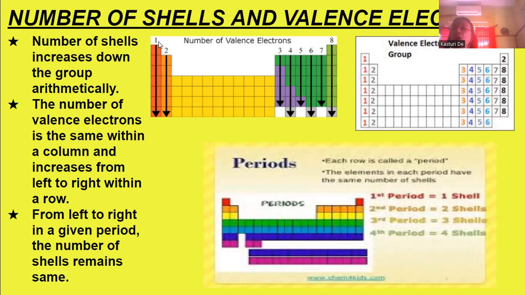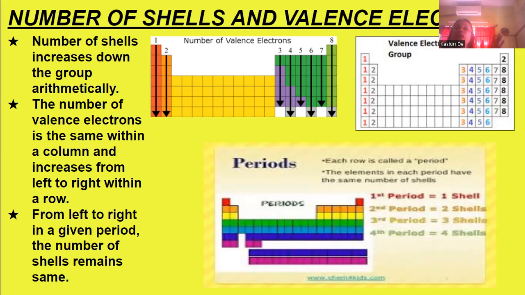But within a column, that is within a group, the number of valence electrons are the same. For example, in group 1, all the elements have the same valence electrons, that is 1. For group 2, we have 2 valence electrons, the same throughout the group from top to bottom. The number of shells increases, but valence electrons remain the same throughout the group.